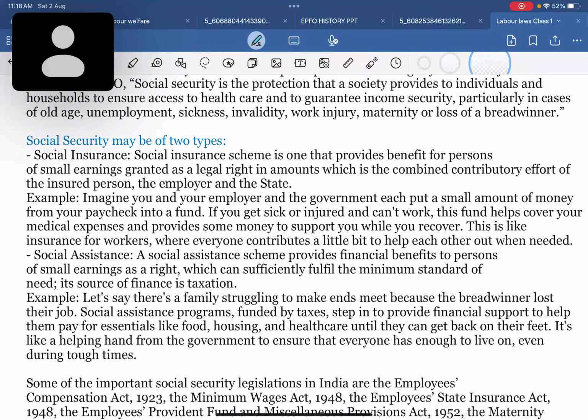Okay. So social assistance, a social assistance scheme provides financial benefits to persons of small earnings as a right. Tell me any one social assistance scheme by the government. Anyone?